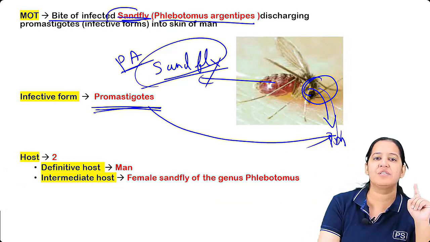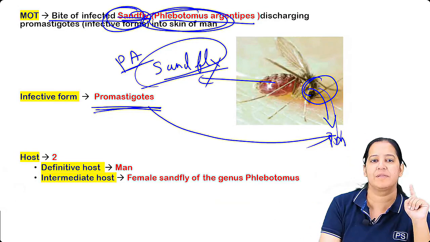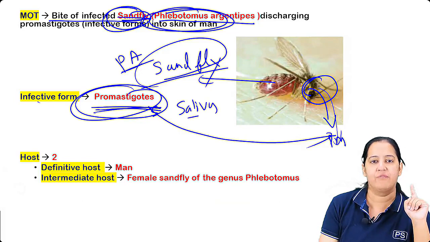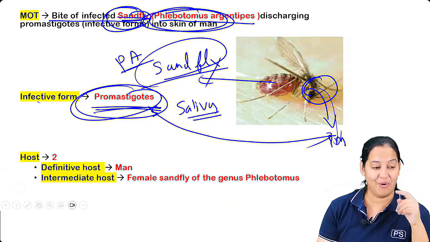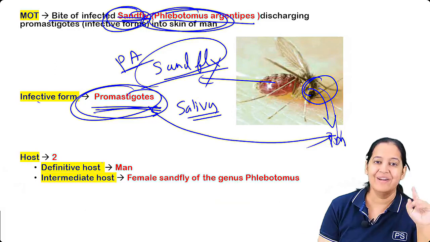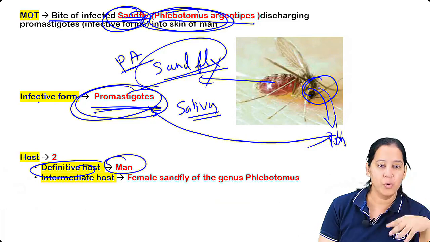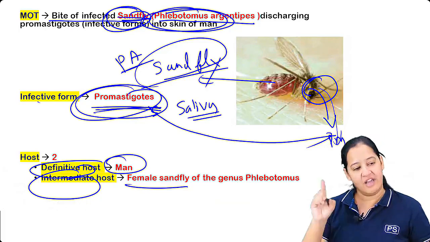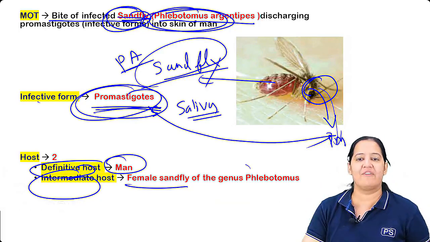Mode of transmission is the bite of the sandfly, Phlebotomus argentipus. Infective form is promastigote, present in the saliva of this bug. I forgot to tell you there. The diagram is gone now. Who is the definitive host? Say man. Who is the intermediate host? Say sandfly. So here we have two hosts. Definitive host is man and intermediate host is sandfly, that is Phlebotomus.